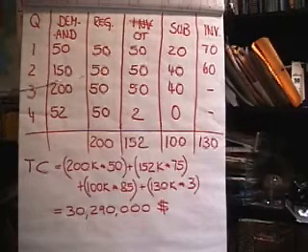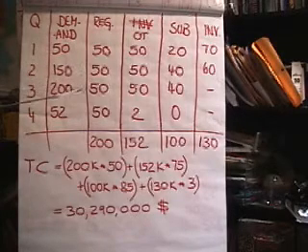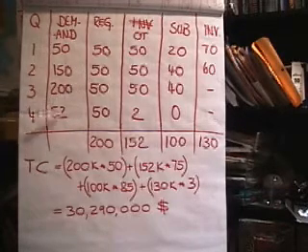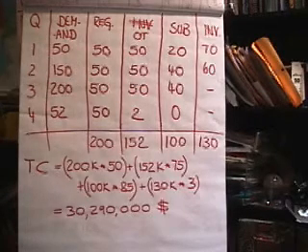In the second part of this video, we're going to cover the level and the chase strategies, where we assume there that we can hire and fire workers to cover our fluctuating demand. That will be part 2 in the series coming up next.